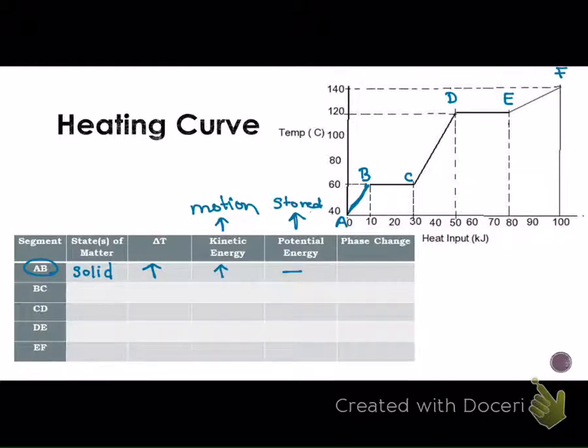It's all solid at this point. Again, wherever you have slopes in your graph is where you have the same state of matter. We'll see in the next segment a plateau. That is where we find phase changes. So phase change, there is none. Moving to the next segment, we have segment BC. So again, we can see a plateau.